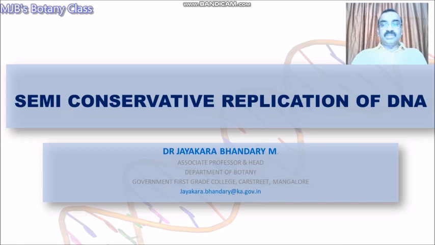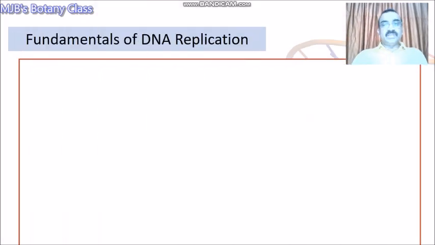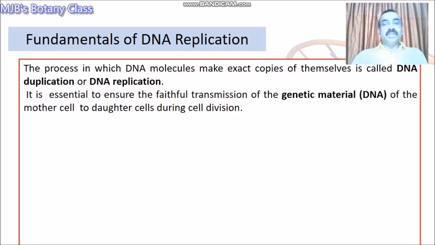Hello students, in this video lecture I am going to explain to you the process of semi-conservative replication of DNA. First of all, let us understand what we mean by the term replication of DNA. It can be defined as the process in which DNA molecules make exact copies of themselves. It is also called DNA duplication. Simply saying, it is a process by which one molecule of DNA produces two identical copies or replicas of itself.